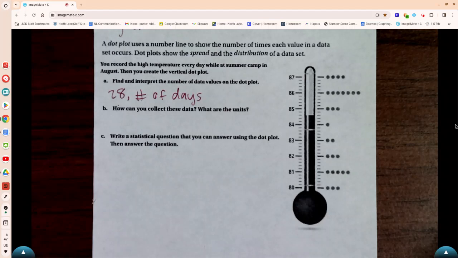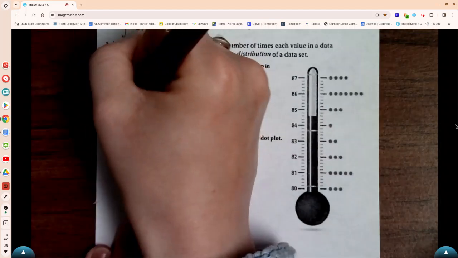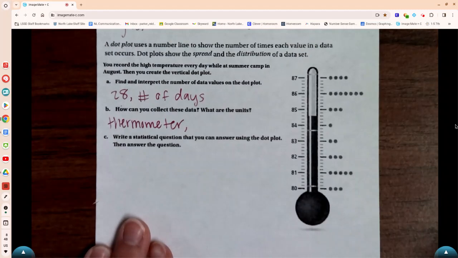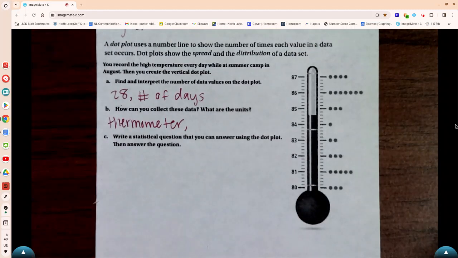Now, B says, how can you collect these data? Somebody tell me, how can you collect this data? This data is temperature. How do I collect that? What tool might I use to find out a temperature? Mia? A thermometer. And then it says, what are the units? So units of length are inches, feet, centimeters. What are some units of temperature?